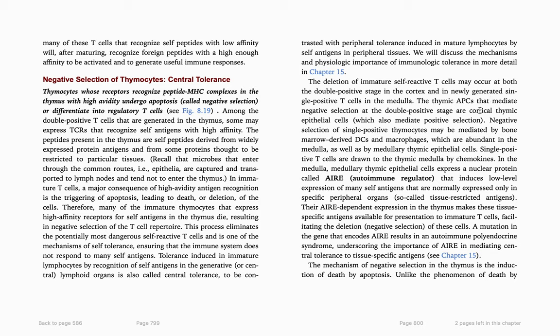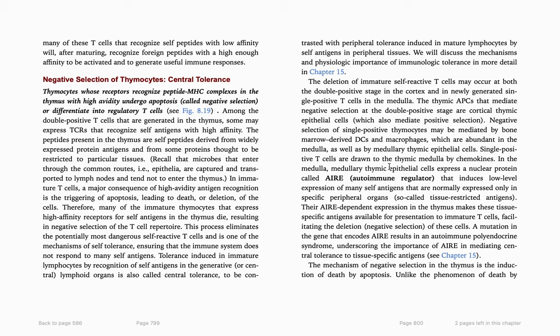The thymic antigen presenting cells that mediate negative selection at the double positive stage are cortical thymic epithelial cells, which also mediate positive selection. The negative selection of the single positive thymocytes may be mediated by bone marrow derived dendritic cells and macrophages, which are abundant in the medulla, as well as the medullary thymic epithelial cells.